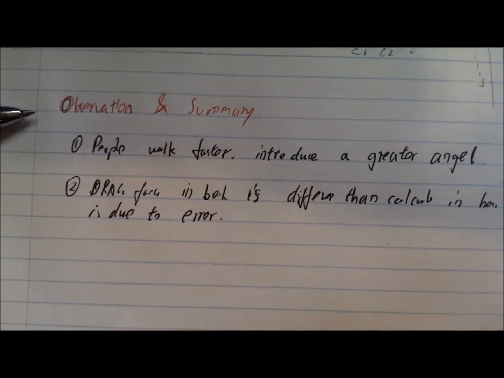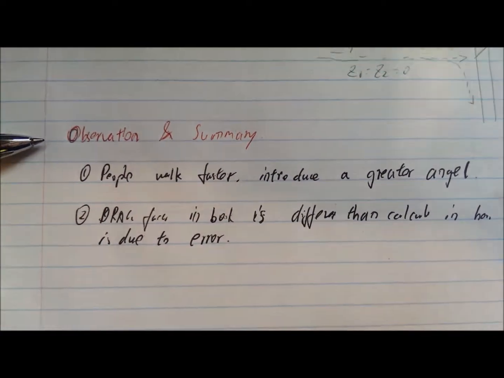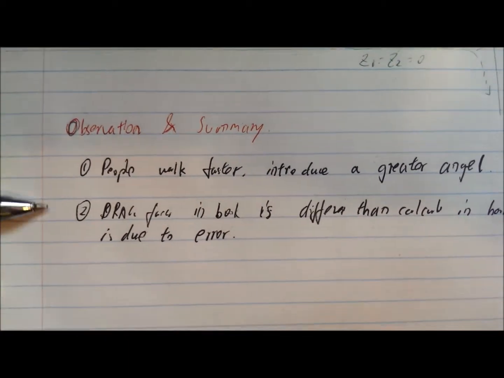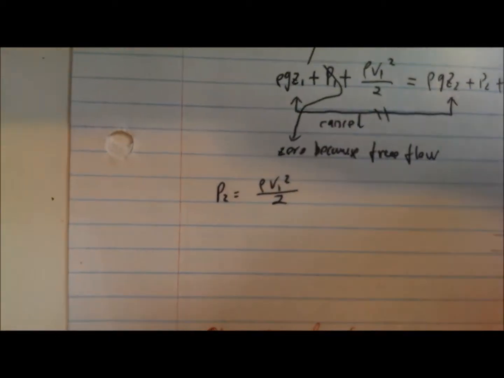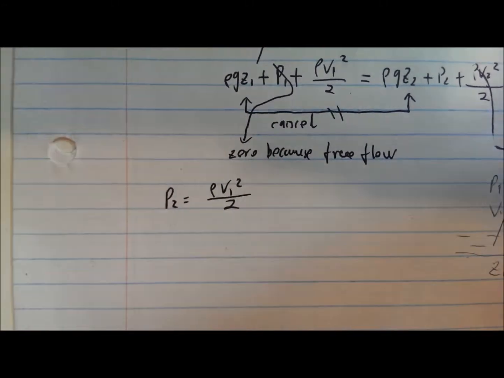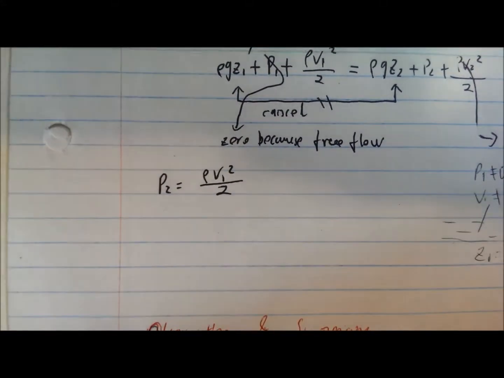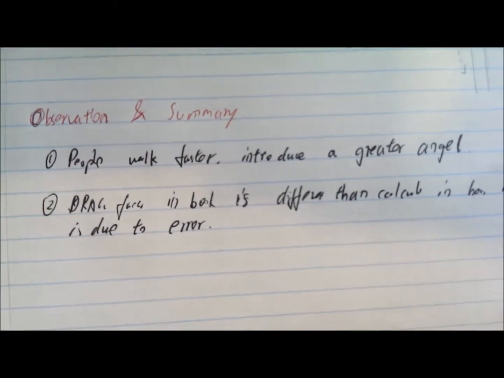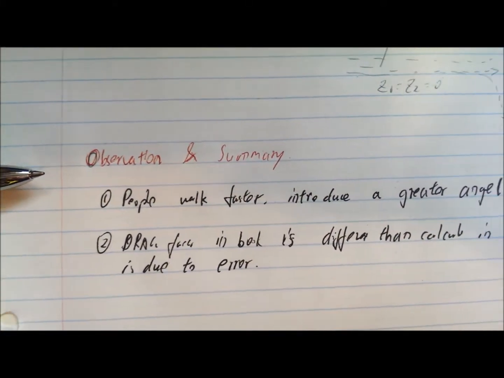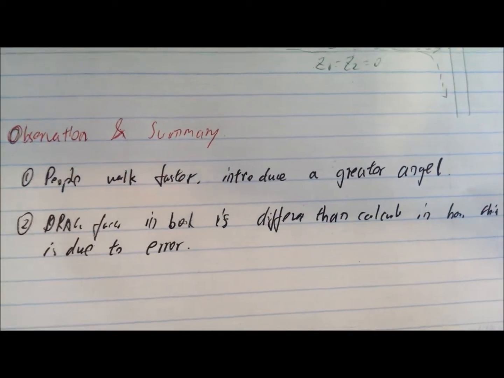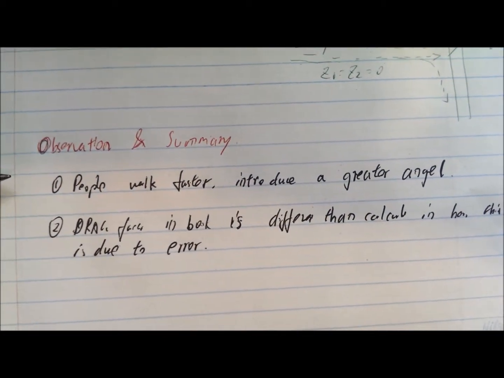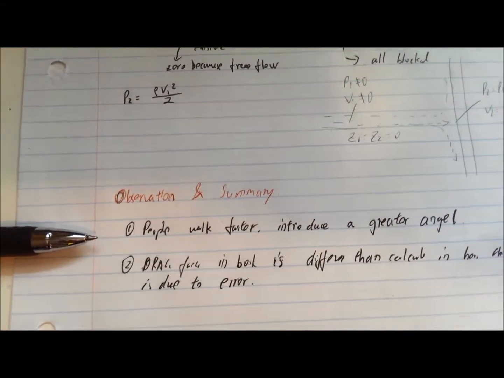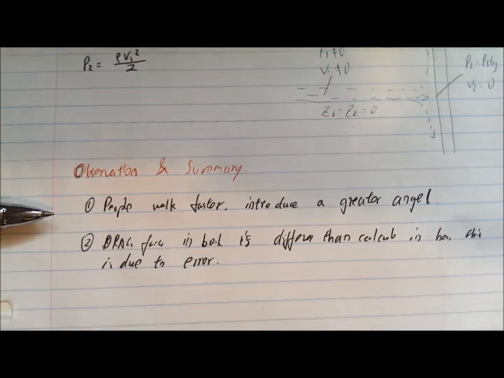During the lab, we found that when people walk faster, we introduce a greater angle of tilt. This corresponds to the pressure. As people walk faster, there's a greater pressure which will push the sensor more to the right. The second observation we found is that in the book, the drag coefficient for a flat surface is 2.5, but we have calculated 3.1. We suspect this is from the source of error.